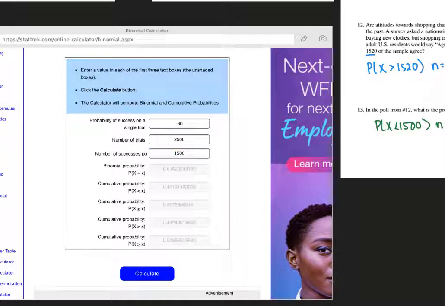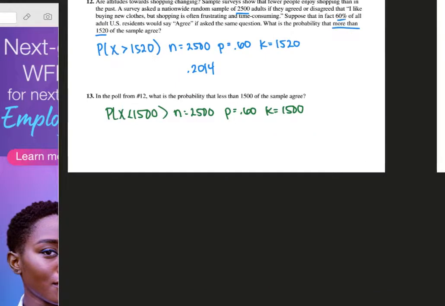And we're looking for less than. So less than is going to be here, so that's going to be 0.4913. So the probability that less than 1,500 of the sample agree is 0.4913.